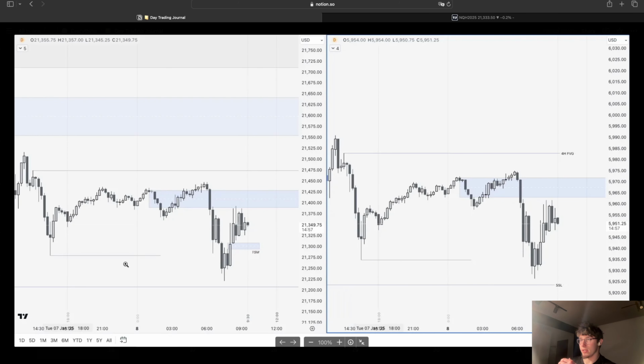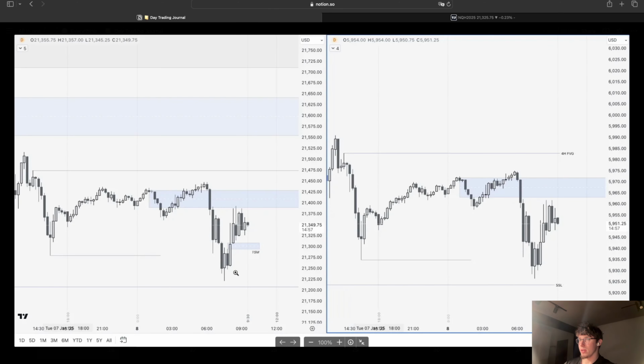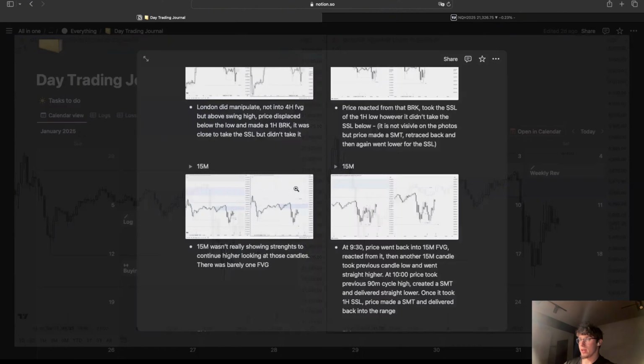On 15 minute, we can see that once price took this sell side liquidity here, we went higher, but you can see that this move wasn't really speedy. There wasn't any volatility. There was barely one FVG, and at this time there was also SMT into this FVG. And one thing I just want to see is the time. Okay, so the SMT was created at 8:30. Yeah, so that was the thing.